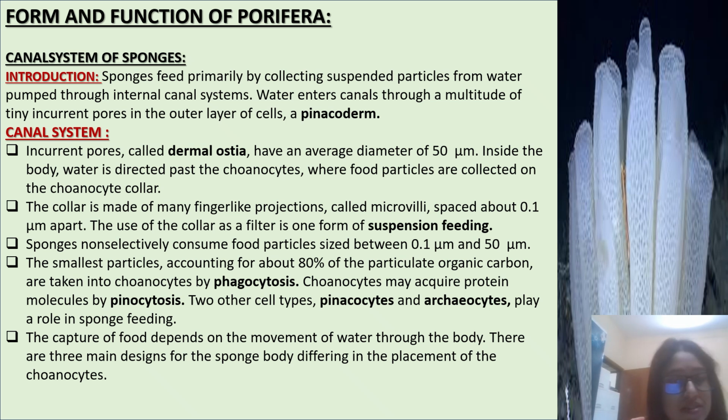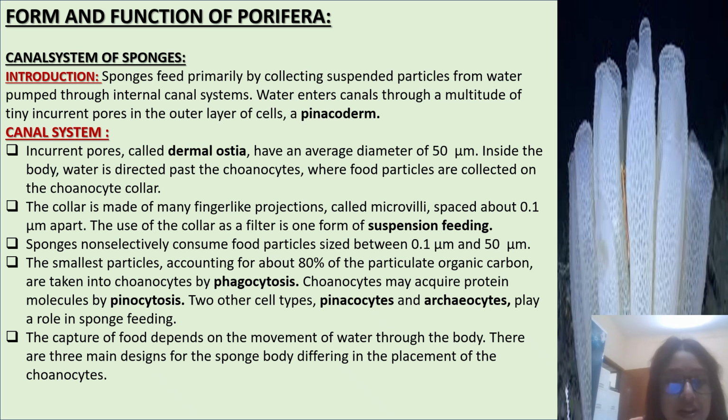Next, canal system description. Incurrent pores called dermal ostia have an average diameter of 50 micrometer. Inside the body, water is directed past the choanocytes, where food particles are collected on the choanocyte collar. The collar is made up of many finger-like projections called microvilli, spaced about 0.1 micrometer apart. The use of the collar as a filter is one form of suspension feeding. Sponges non-selectively consume food particles sized between 0.5 micrometer and 50 micrometer.